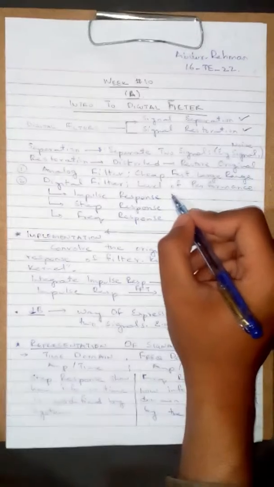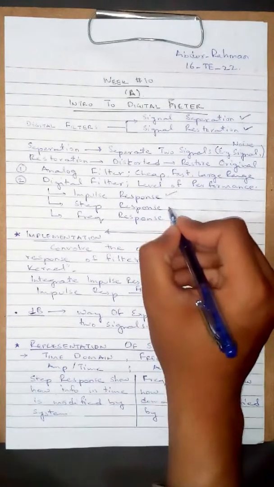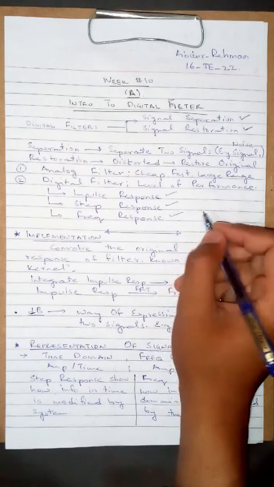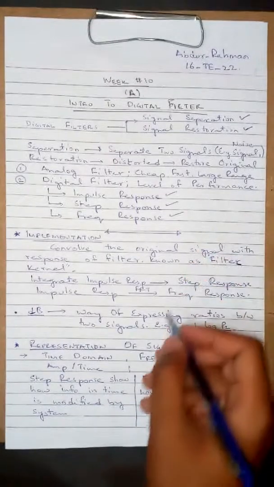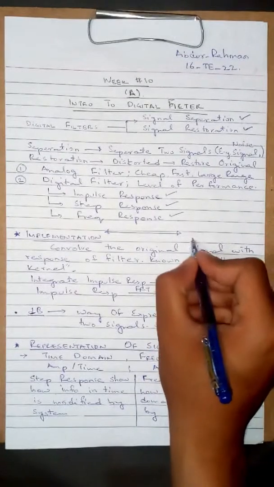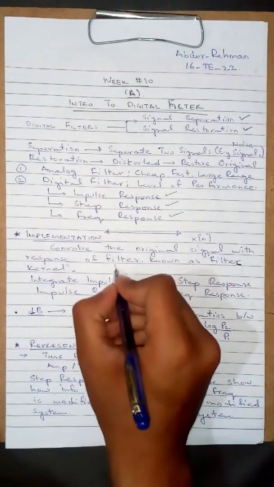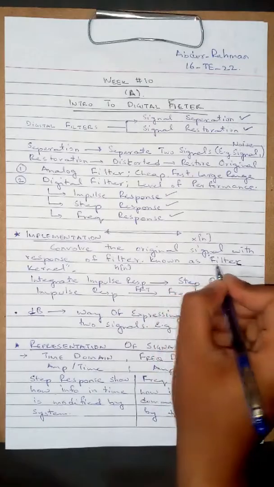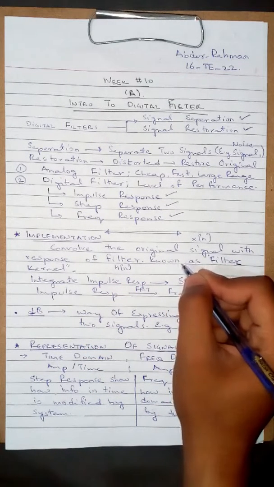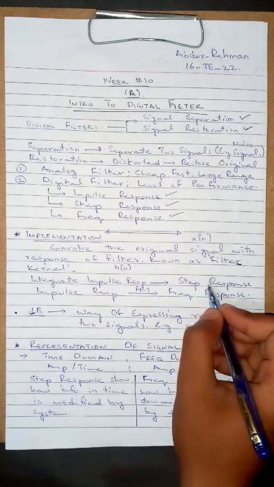So moving on, we have three types of response of a filter. Number one is impulse response, secondly step response, and thirdly the frequency response of a filter. So how do we implement our filters? To implement our filter, we convolve the original signal, that is x of n, with the response of the filter, which in most cases is represented by h of n, also known as the filter kernel.